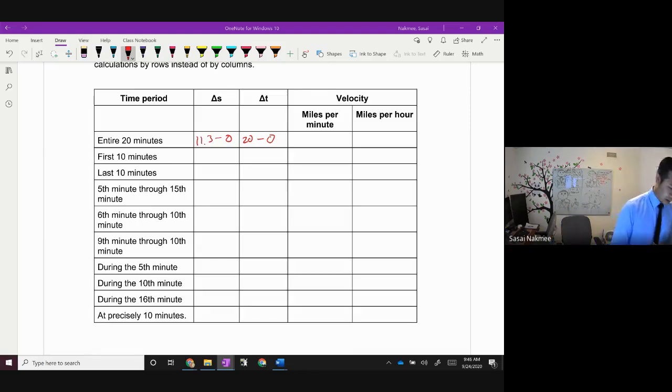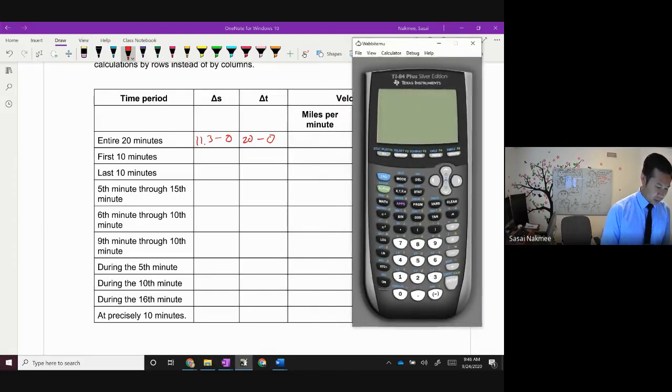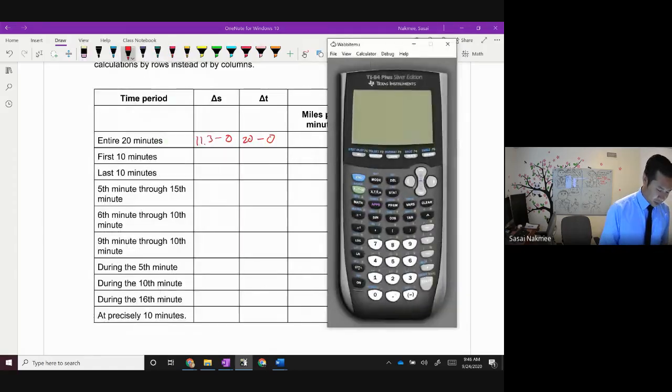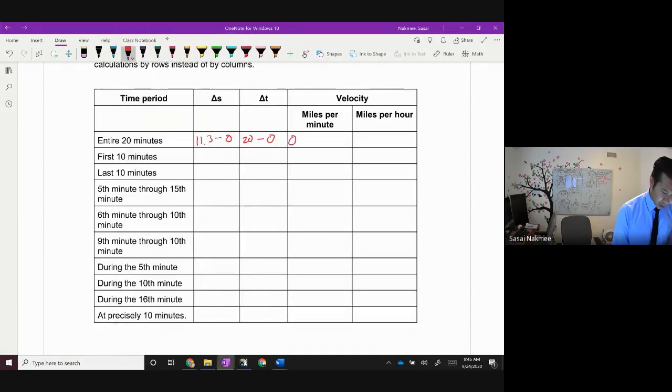So, using my calculator, I'm just going to go ahead and plug that in. 11.3 minus 0 is going to be 11.3. 20 minus 0 is going to be 20. So how fast was this person going? Well, the first part is if I divide those, understand that this is 11.3 miles divided by 20 minutes. So when I calculate this, I get 0.565, but I hope you realize that that 0.565 is in miles per minute. It's 0.565 miles per minute.